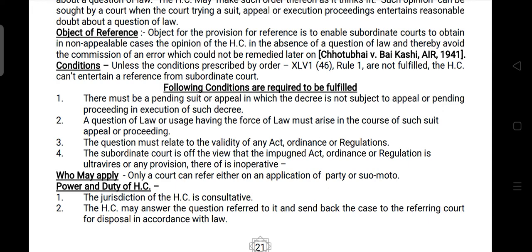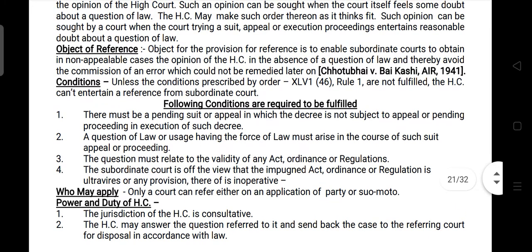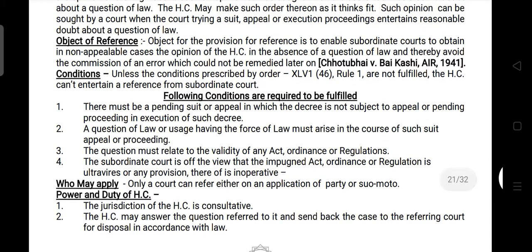Basically, what are the conditions for the reference? The conditions are prescribed by Order 46 Rule 1, and the High Court cannot entertain a reference from a subordinate court until the conditions prescribed under Order 46 Rule 1 are fulfilled. The following conditions are required to be fulfilled for making a reference under Order 46 Rule 1.